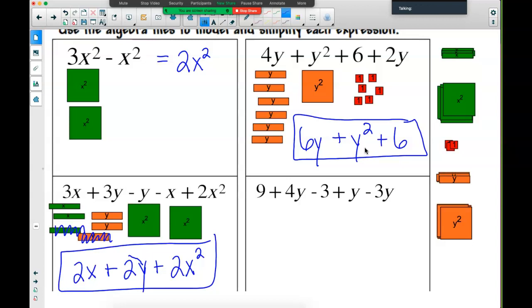Okay? It's pretty simple. I think if you're writing it out, it's not that bad. Okay, so the last one, 9 plus 4y minus 3 plus y minus 3y. Put that in your notes. 9 plus 4y minus 3 plus y minus 3y.